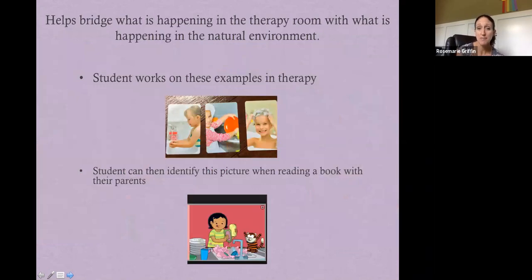Student works on these examples, the different examples we have laid out in therapy, and then when they're reading a book with their parent, they're gonna have a better chance of understanding that that picture down there, that she's washing the dish. Because if we've given them exposure to it and we've on purpose systematically planned for them to understand that those different things mean washing, that when that just comes up in the natural environment, our student is going to have had different embedded opportunities within their intervention. They're going to have a better chance of understanding, oh, this means washing as well. We've worked on that, I remember that.